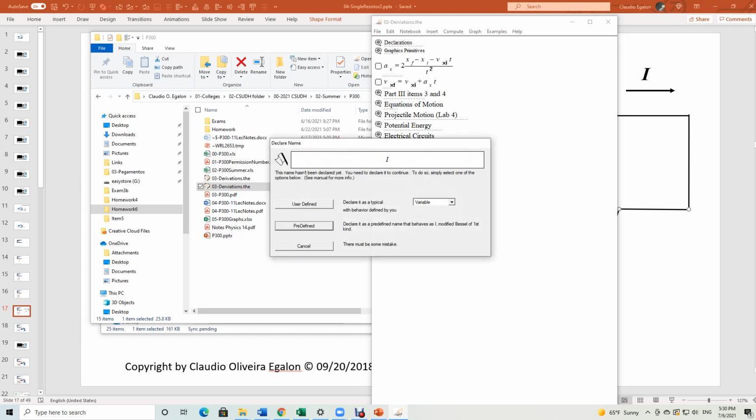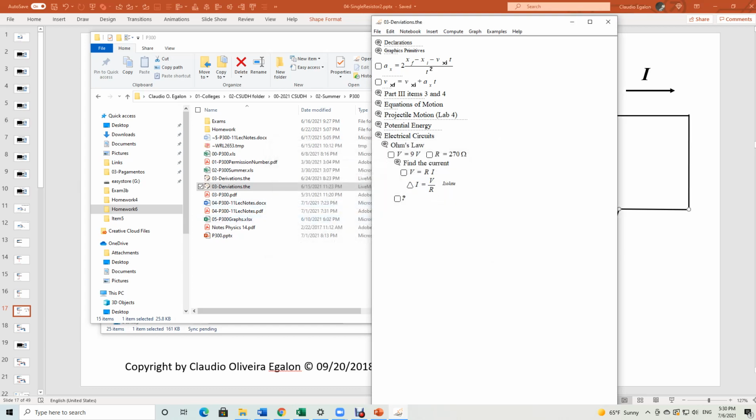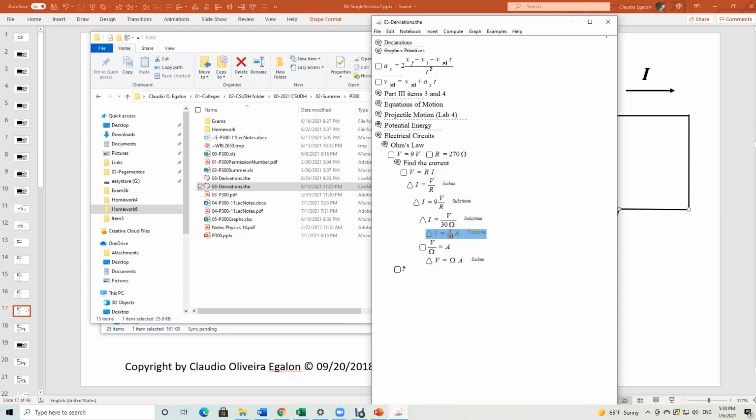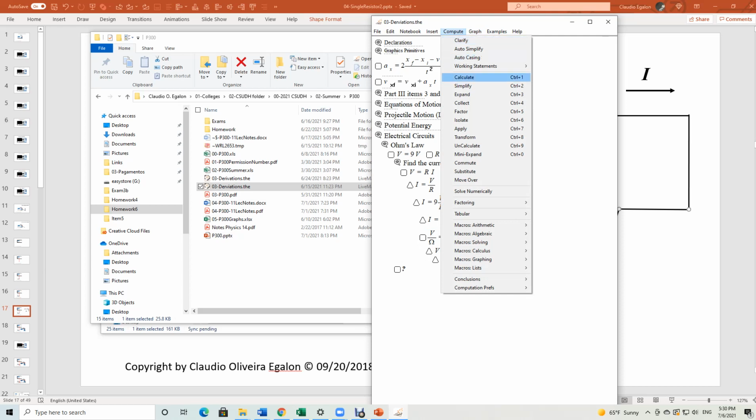Here you go. User defined. I'm going to substitute V and I'm going to substitute R. Here is the unit, volts divided by ohms, is equal to amps, according to Ohm's law. I can substitute right here in this equation, and we get my current.